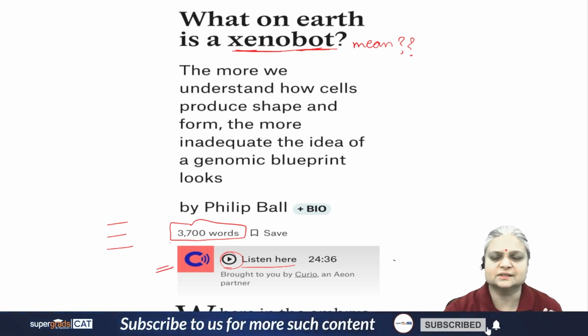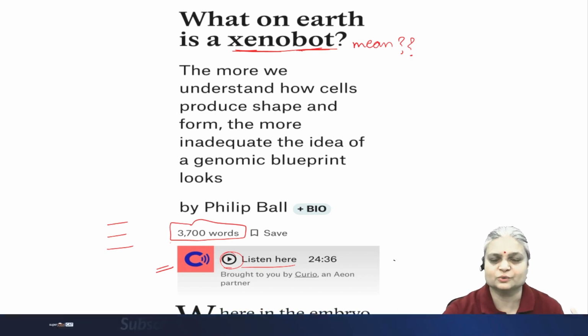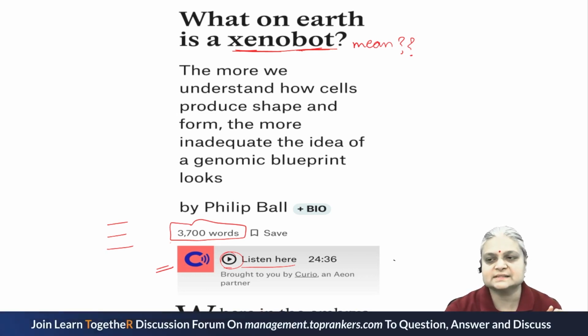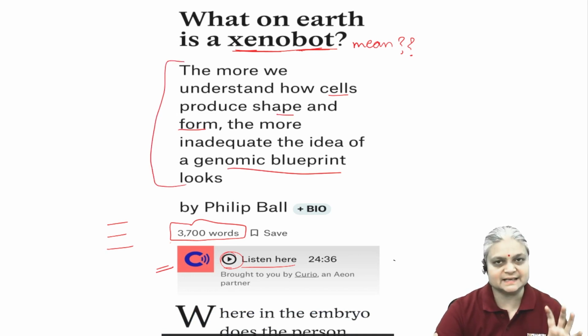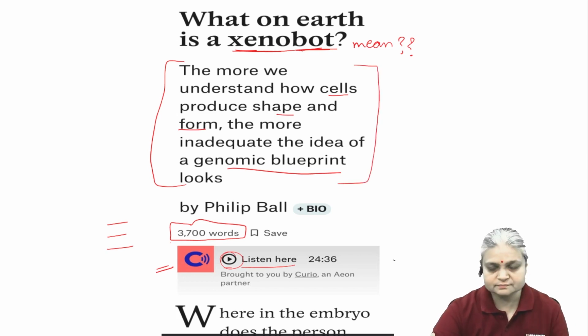So what on earth is a xenobot? What is a xenobot? The more we understand how cells produce shape and form, the more inadequate the idea of a genomic blueprint looks. So this is the crux of the entire essay, and that is the reason why this is the subtitle of the article.